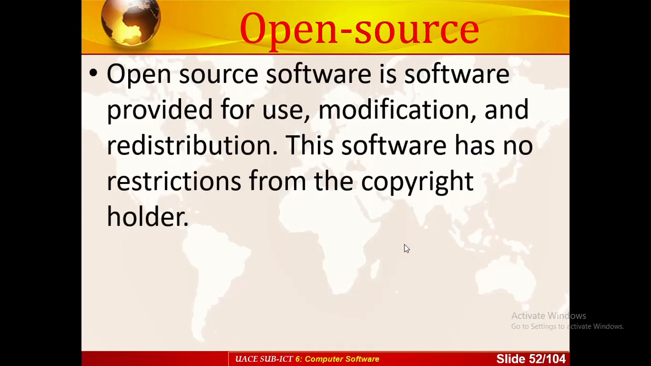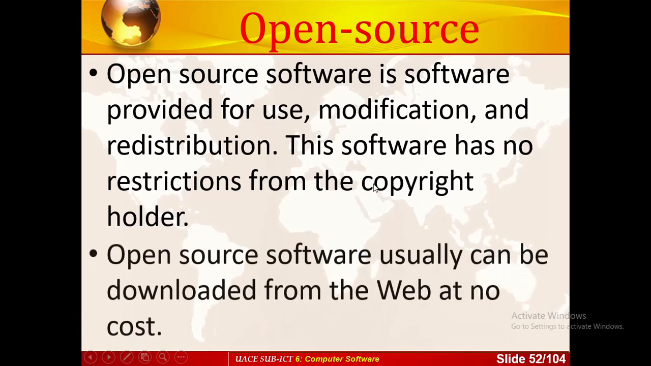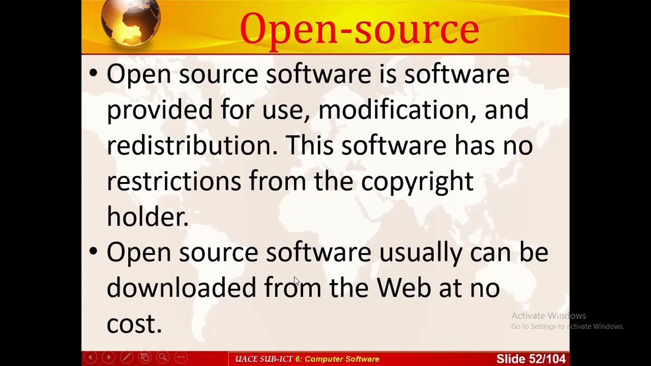Then we have open source software. This is software provided for use, modification, and distribution. This software has no restriction from the copyright holder. Open source usually can be downloaded from the web at no cost.